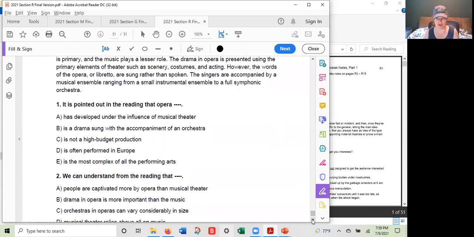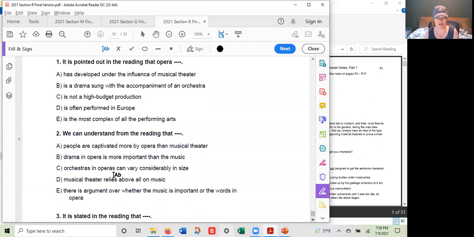What was our answer choice? Acting is more important than the music? No, music is more important than the drama. What we see here in letter B, that's more true for musical theater. Letter C, orchestras and operas can vary considerably in size. Again, if we take into account that when they called it an orchestra up here, it turned out it was referring to groups of all sizes playing the music, then I think letter C looks like a good choice.